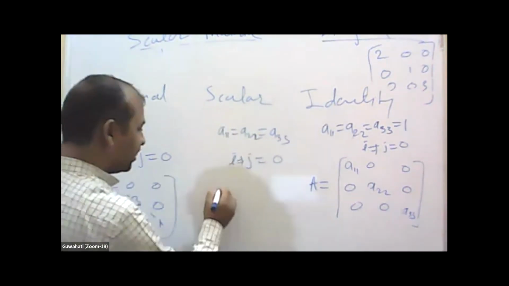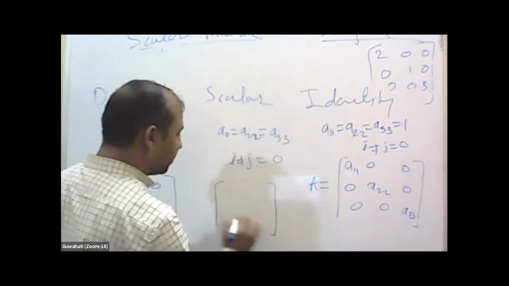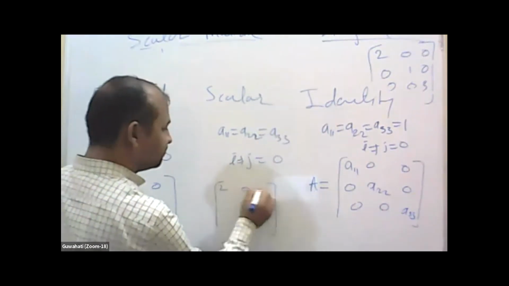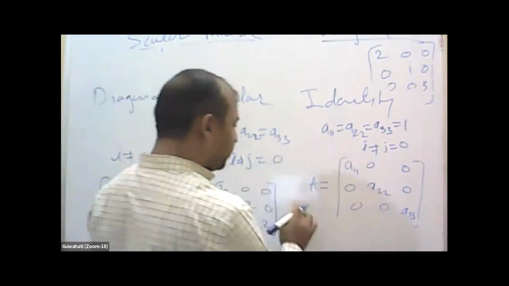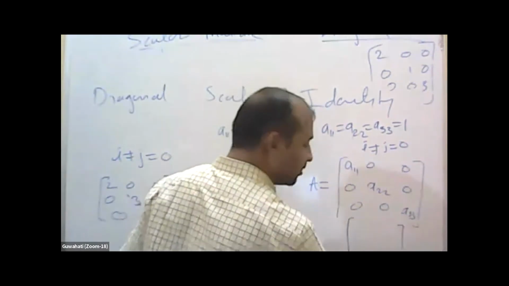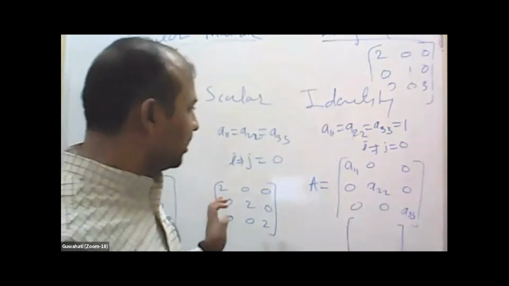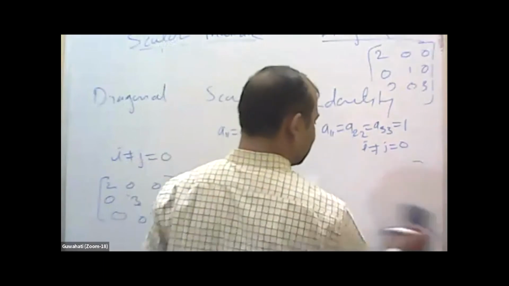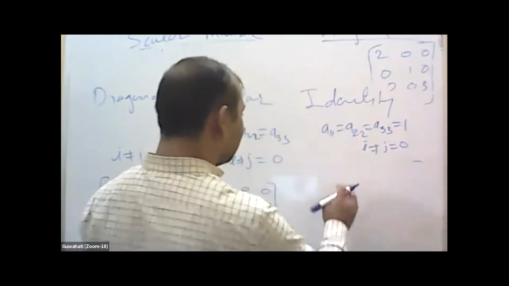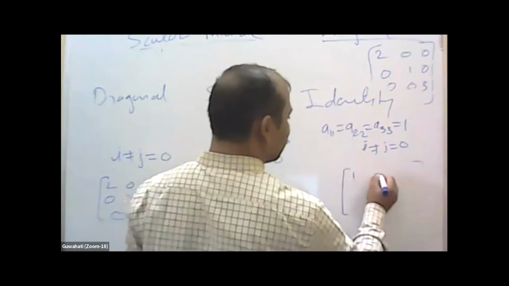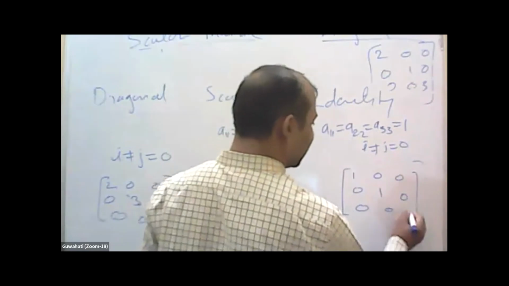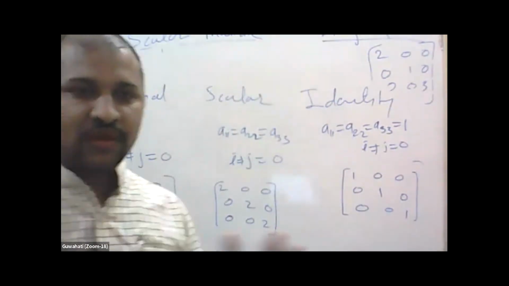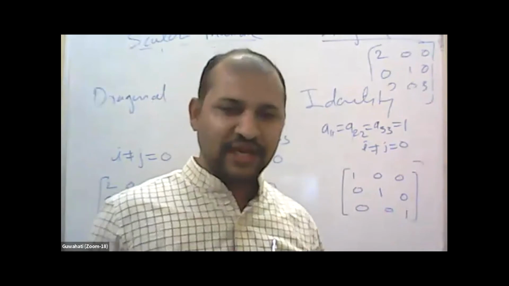So what will be here? Here we require all the diagonals to be the same, right? So here we require one more condition. We want all the diagonals to be unit elements, means 1. We want 1. Is it clear now? Once you get what the difference is, then it will be clear. Is it clear? Yes, sir.